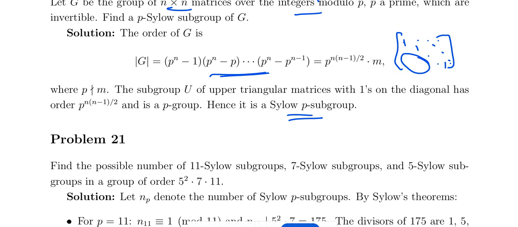So what is the p Sylow subgroup of G, like this general linear group over Z_p? The p Sylow subgroup is the upper triangular matrices with ones on the diagonal, and that is called the Sylow p subgroup. Okay.